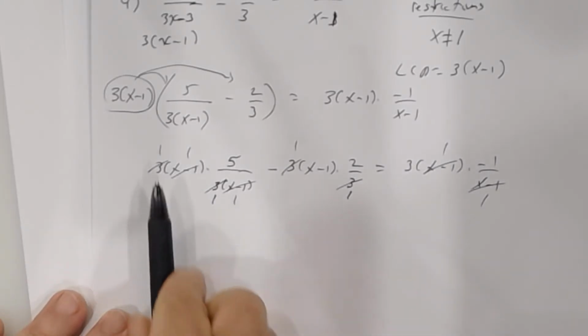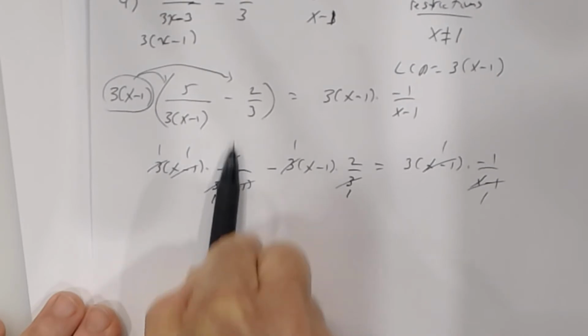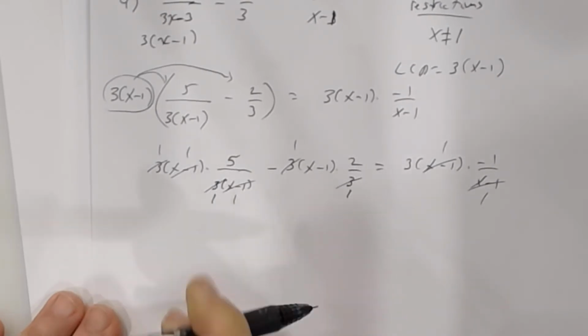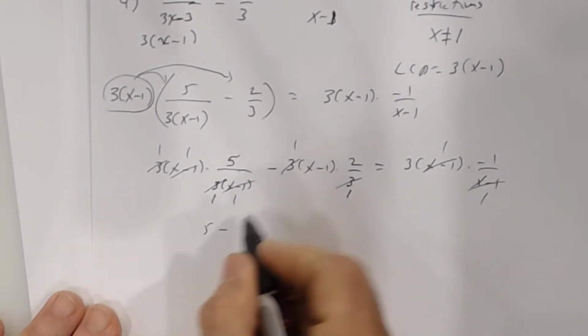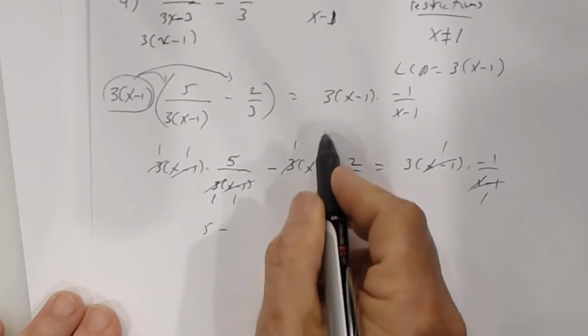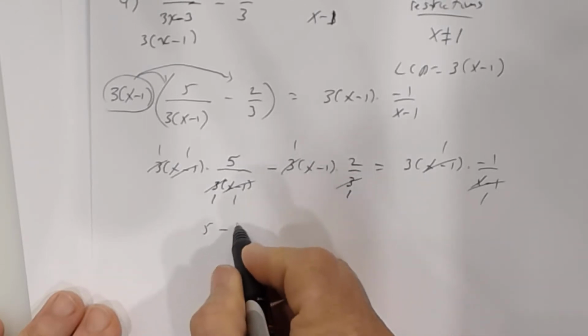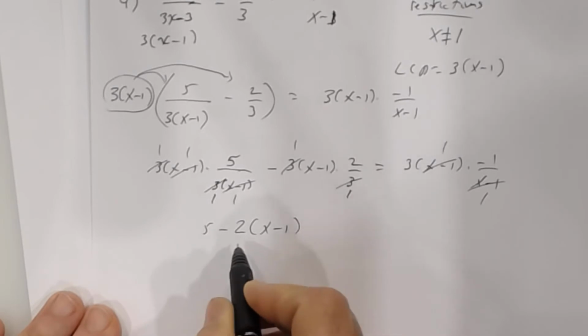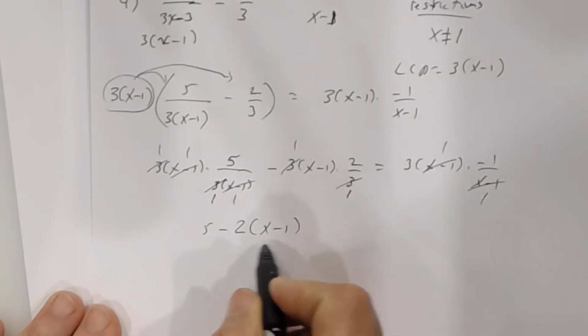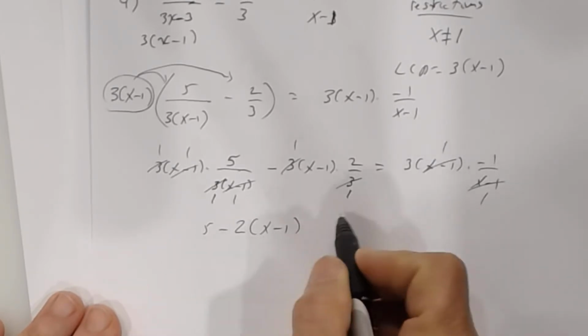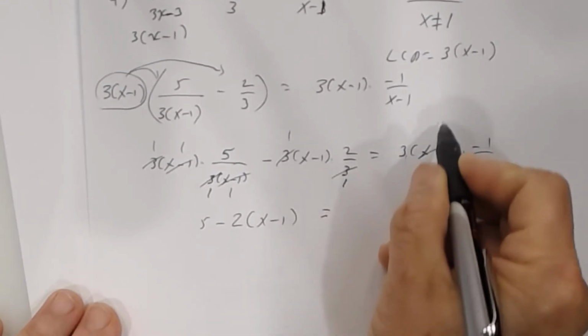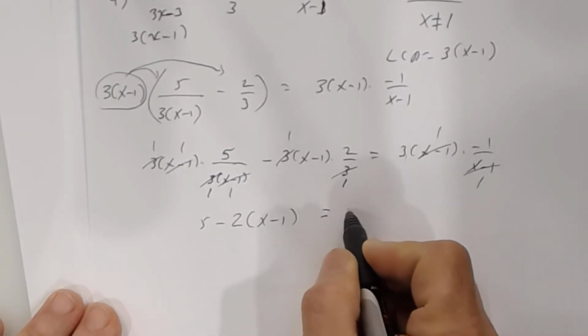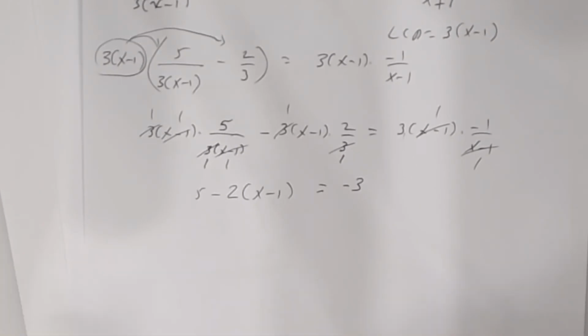All right, now let's see what we have. 1 times 1 times 5 is 5. All right, now be careful with this one. Minus 1 times x minus 1 times 2 is this, right? Minus 2 times x minus 1? Okay, leave it in parentheses for right now. Equals 3 times 1 times a negative 1, which is a negative 3. So that's where I'm at. So notice I went from a rational equation to what kind of equation? Linear.